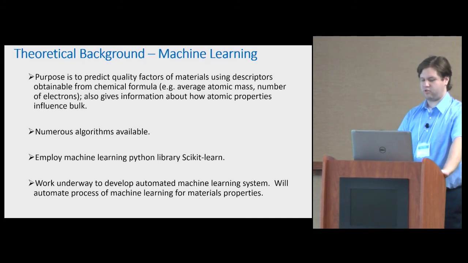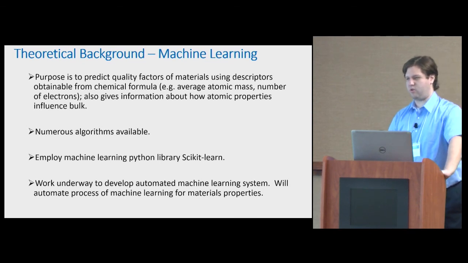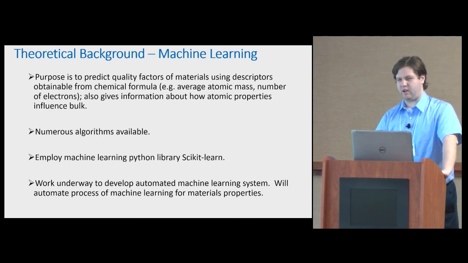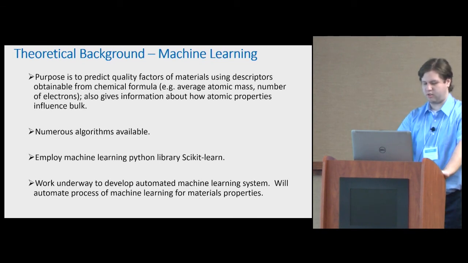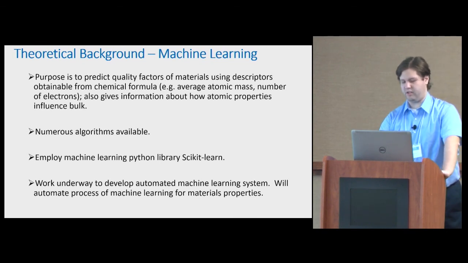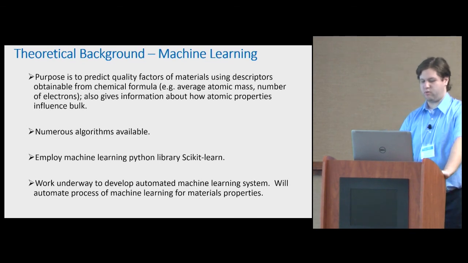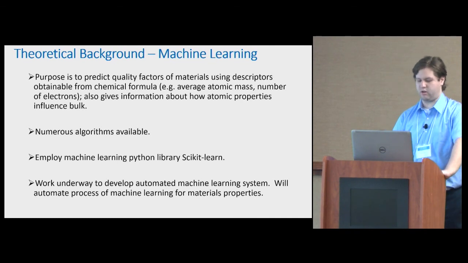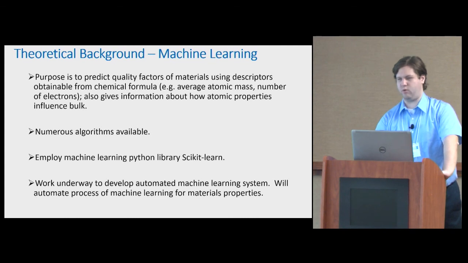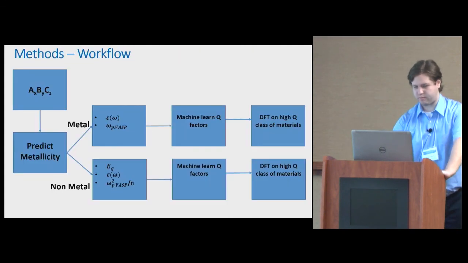There are numerous algorithms available. In this work so far, we've found that adaptive boosted decision trees work particularly well, and we employ the machine learning Python library scikit-learn. So work is also underway to develop an automated machine learning system which will completely automate the process of machine learning for this type of work and will be released on completion.